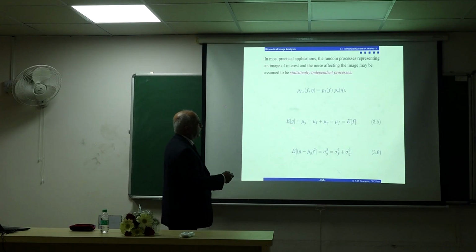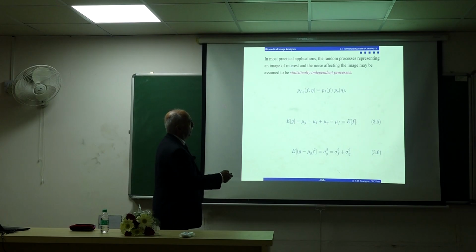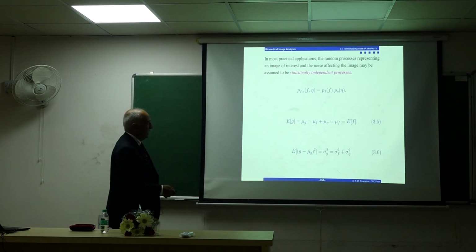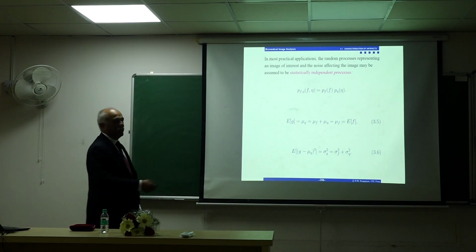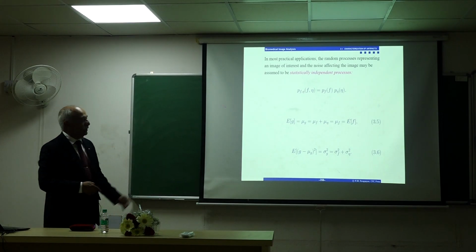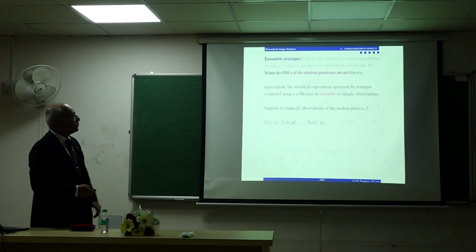The expectation of G in this case is additive. The means are additive: mu G is mu F plus mu eta. That happens due to linearity. But with statistical independence, you also get this relationship: the variance of G is the variance of F plus the variance of eta. The powers get added.